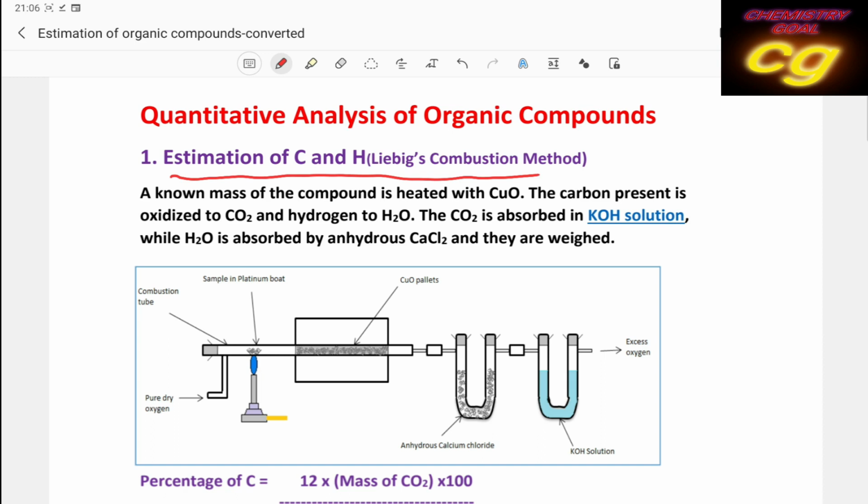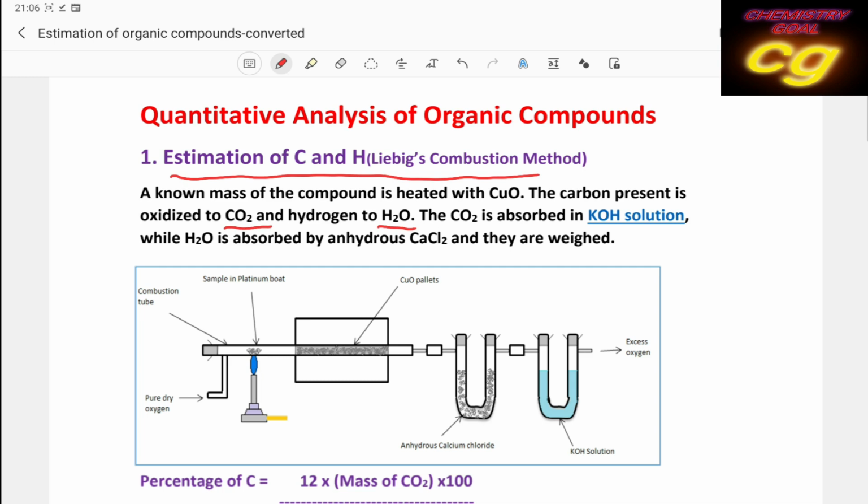When the mixture is heated in the presence of copper oxide, the carbon will be converted to carbon dioxide, and hydrogen will be converted to water. So here copper oxide oxidizes carbon to carbon dioxide and hydrogen to water. So these two things will be produced: carbon will be converted to carbon dioxide and hydrogen will be converted to water.